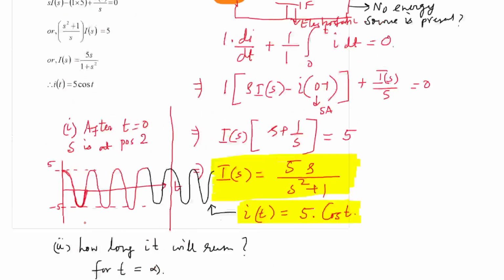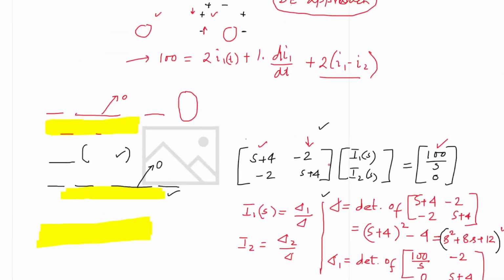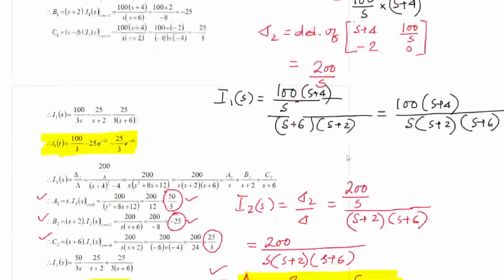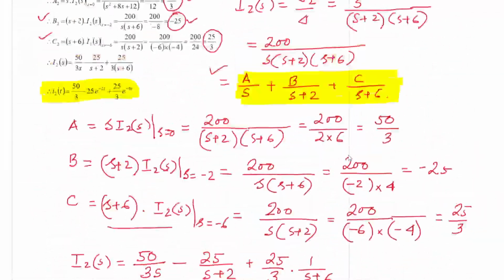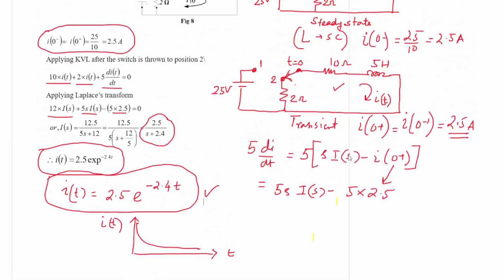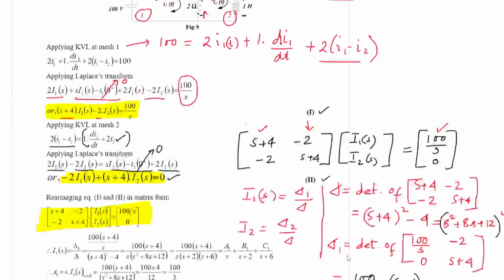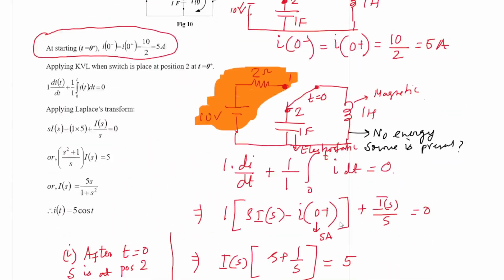Now if you go back to our first problem, you have an expression of IT equal to 2.5 e to the power minus something. So that is quite obvious. In this case also, you see, at position 2 there was no voltage source connected. So we are getting an expression like this. In this case also we have no voltage source connected.